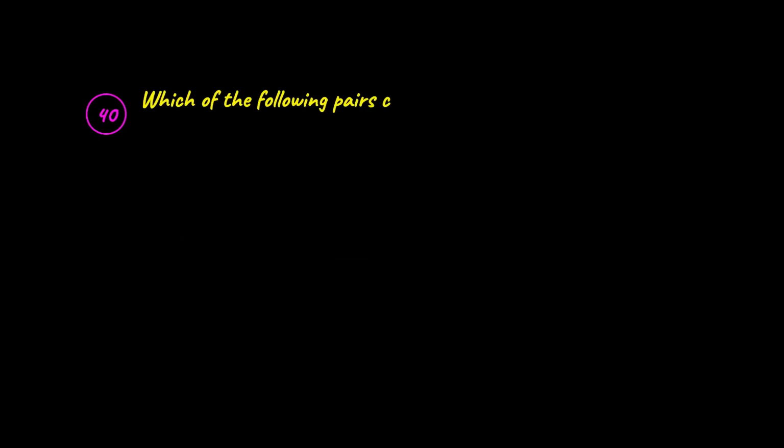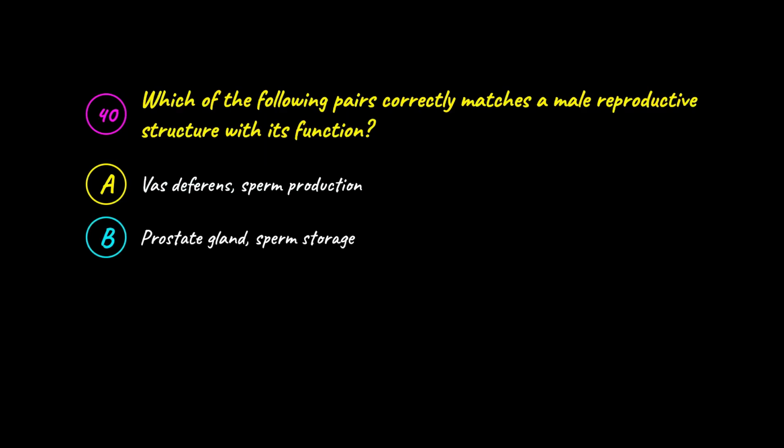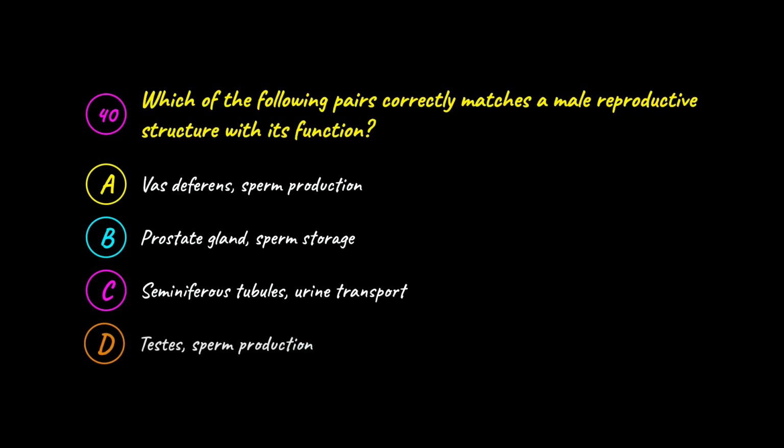Question 40. Which of the following pairs correctly matches a male reproductive structure with its function? Your options are A. Vas deferens, sperm production. B. Prostate gland, sperm storage. C. Seminiferous tubules, urine transport. D. Testes, sperm production. Got a guess? Lock it in!